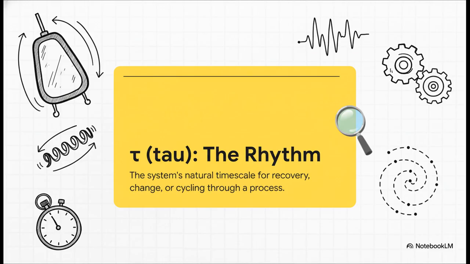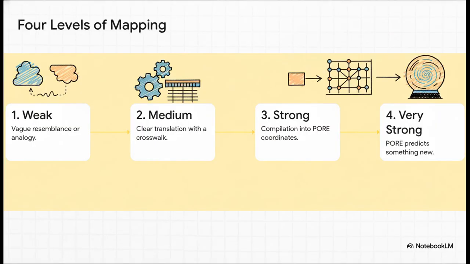That's its rhythm. And this is where PORE really shows its teeth. See, this isn't just about making some vague, loose analogies. The whole framework demands discipline. You map systems with more and more rigor. You can start with a weak comparison, sure, but you can go all the way up to a very strong mapping, where PORE can literally predict new things about that system, stuff the original theory couldn't even see coming.